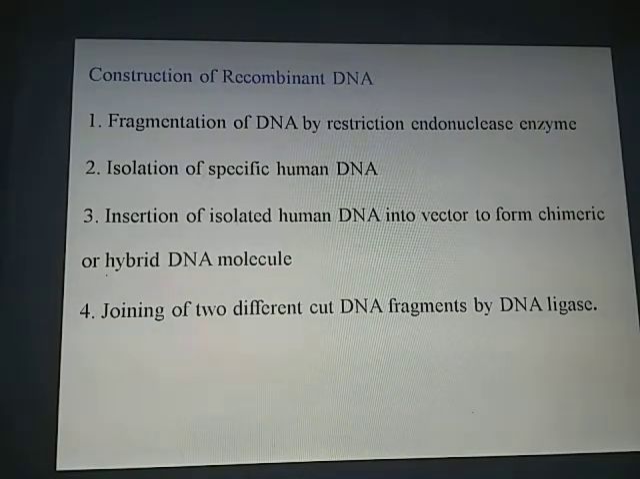Construction of recombinant DNA has four different steps. The first one is fragmentation of DNA by the restriction endonuclease enzyme. The second is isolation of specific human DNA, and the third is insertion of the isolated human DNA into a vector to form a chimeric or hybrid DNA molecule. And the last one is joining of two different cut DNA fragments by the enzyme DNA ligase.